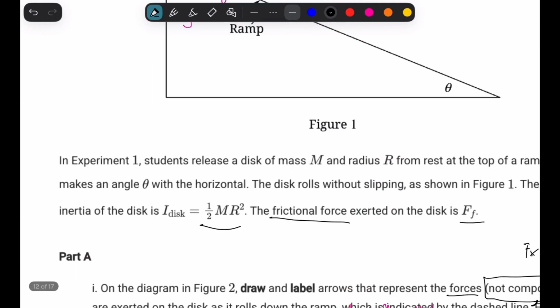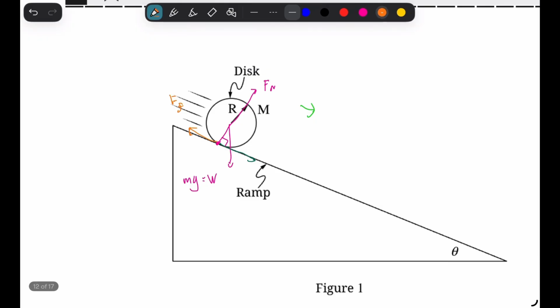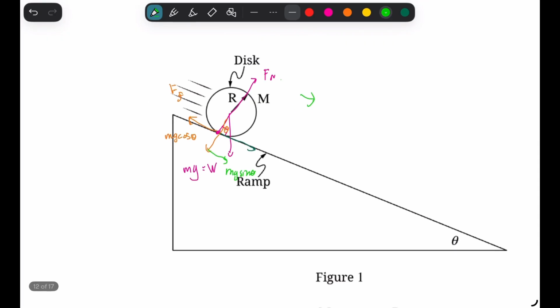Now, I can also label here the things that we broke down into components earlier. So you have your mg cosine theta acting straight down, because this is your angle theta. And then in this direction, you're going to have your mg sine of theta. And your Fn is equal to mg cosine theta. Your Fg is going to be equal to mg sine of theta.